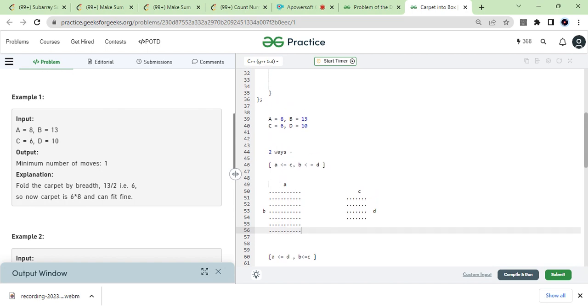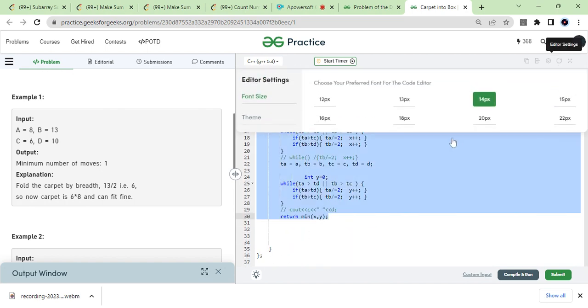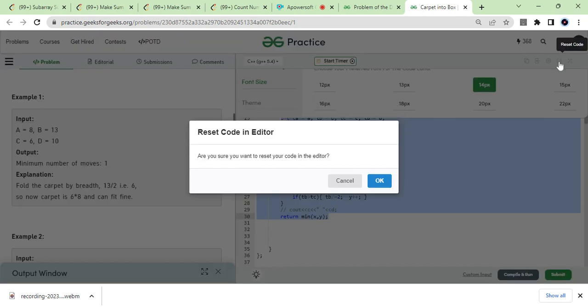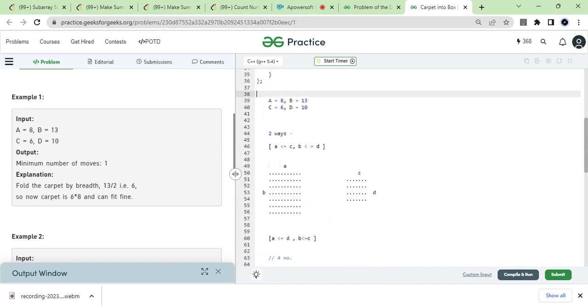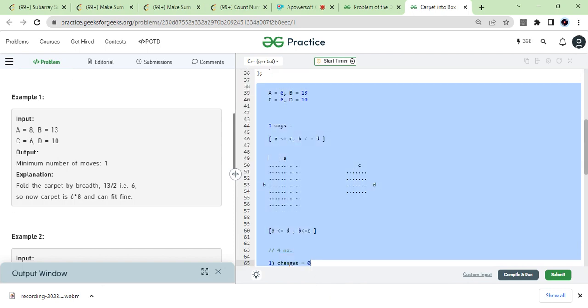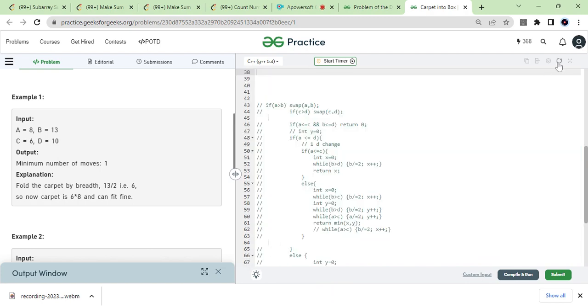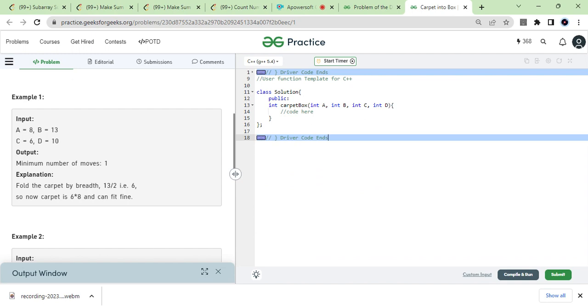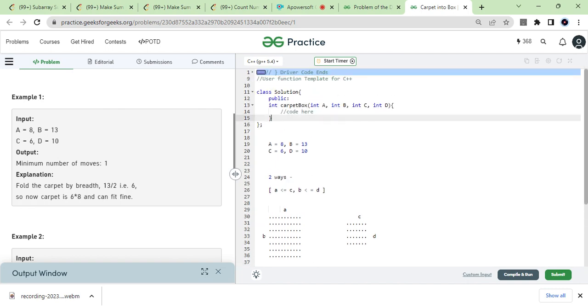Okay, what is the minimum among these? That's what we are going to do, and that's what I have done over here. There are multiple ways to do this. Let me reset the code. So there are two possible ways. One is make A less than equal to C and B less than equal to D, and another way is A less than equal to D, B less than equal to C, because rotation is allowed. So that's what we are going to do.